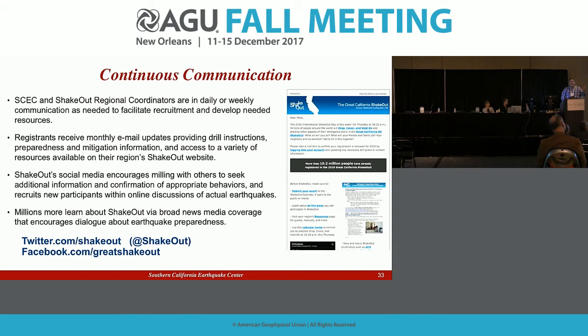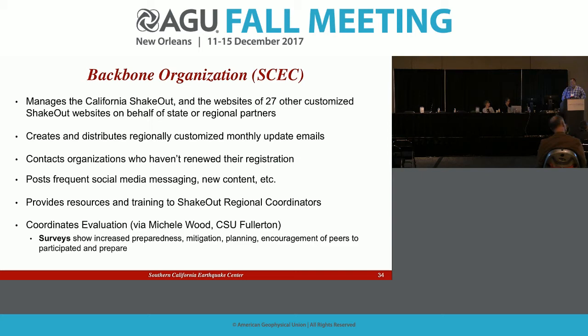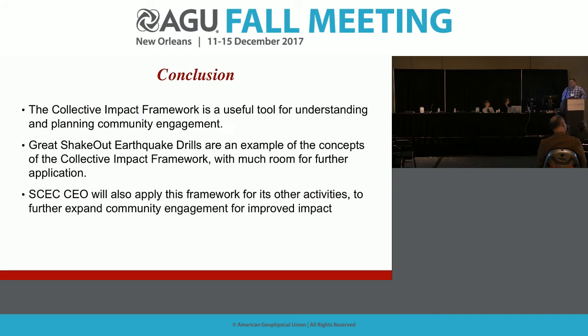Continuous communication is also central through the messaging we do through our participants, but also our partners in social media. And SCEC is a background organization that really is working across all of these areas to make this all work. Overall, I should say we also are doing the same thing now for tsunami. And overall, it's been really interesting to look at this framework and see how we can get deeper into it, understanding it and how we can apply it to ShakeOut and all our activities that we do. Thank you.